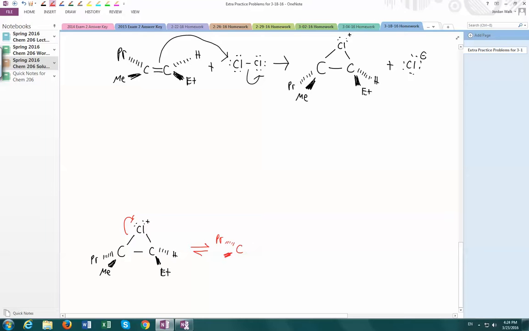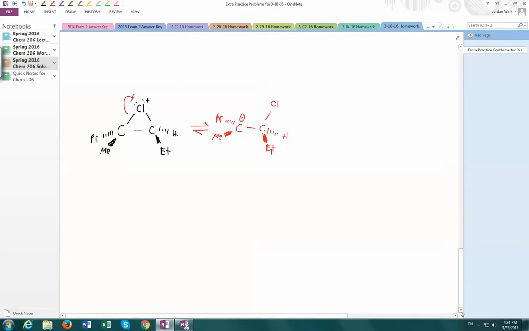So our chloronium is in equilibrium with a carbocation that looks like this. It's also in equilibrium with a carbocation that opens up the other direction. And so if we open that way, we're going to be in equilibrium with this structure. And so which is the more stable carbocation?